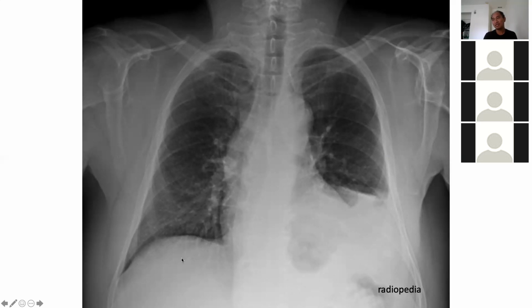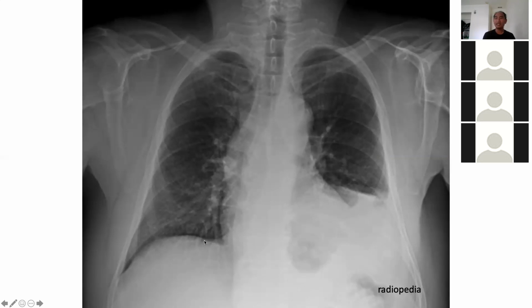This is right, and this is left. Yeah, right. Perfect. Why is that? Because the heart's on the left. Yeah, the heart is on the left. The liver is on the right, isn't it? Liver is on the right. So the liver is on the right and the heart is on the left.